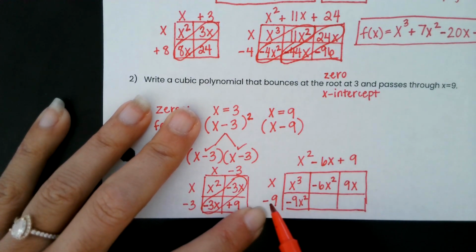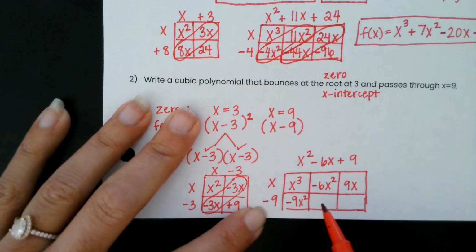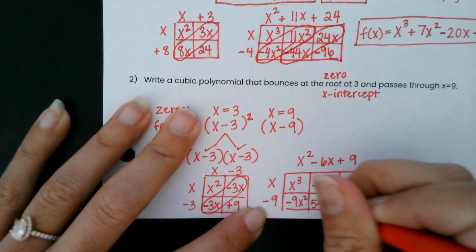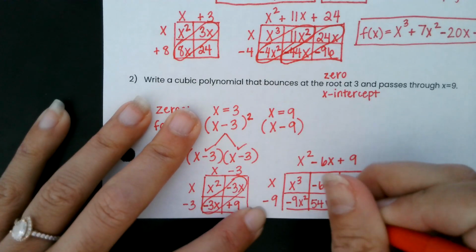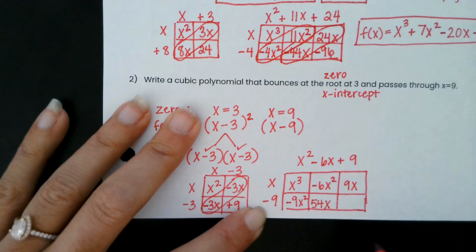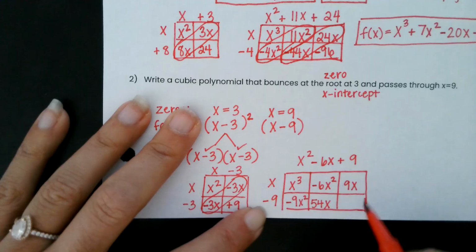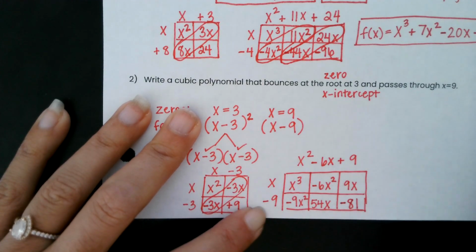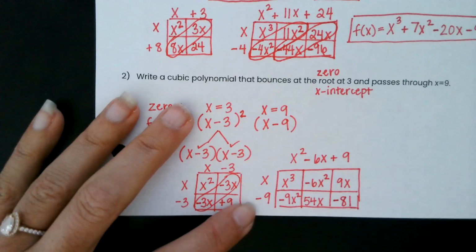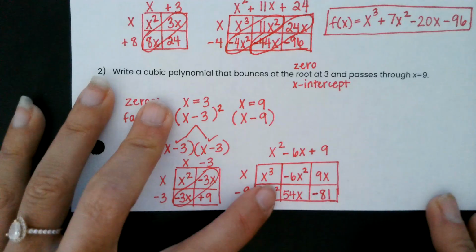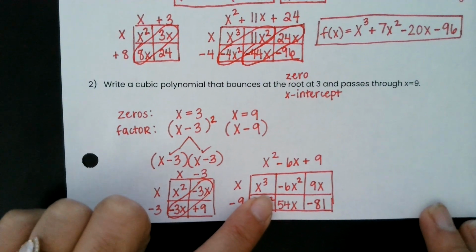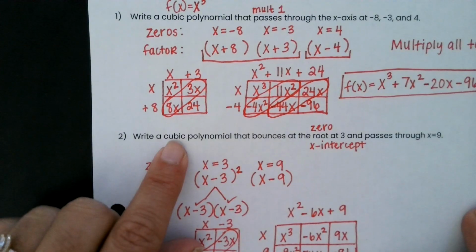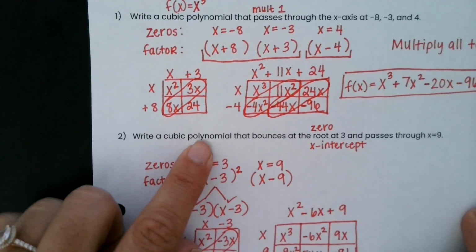Now we've got some numbers. Negative 9 times negative 6 is going to be 54. And then there's an x on that one, so 54x. And then negative 9 times positive 9, negative 81. 9 times 9 is 81. Now we just need to write out our final answer. It's going to start with x cubed again, which we knew it was supposed to because our final answer should be a cubic polynomial.